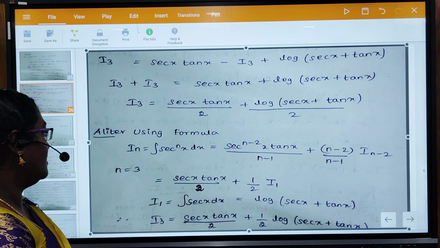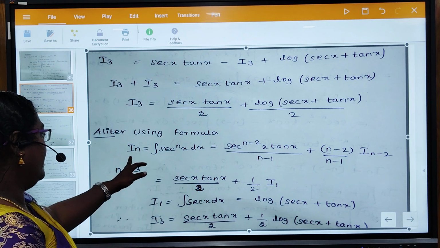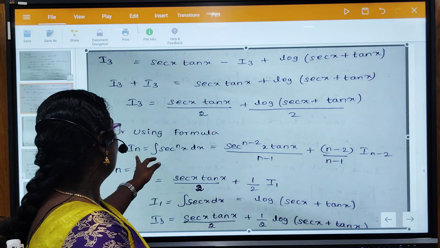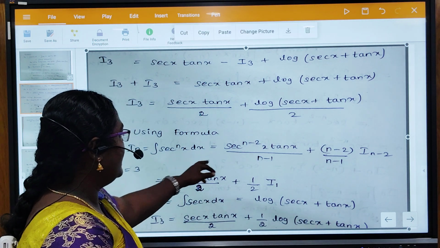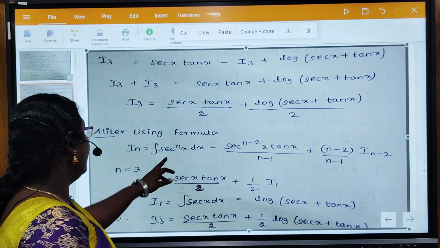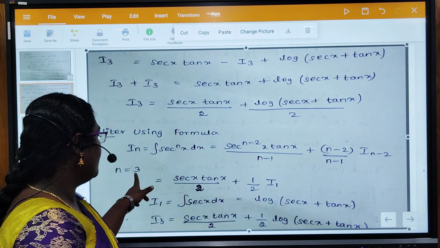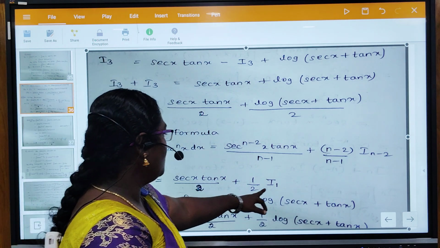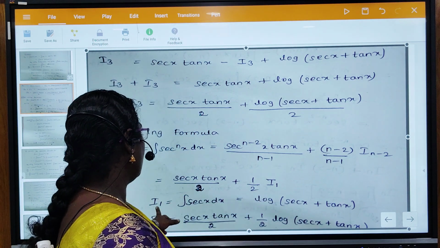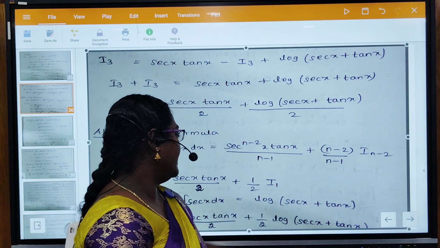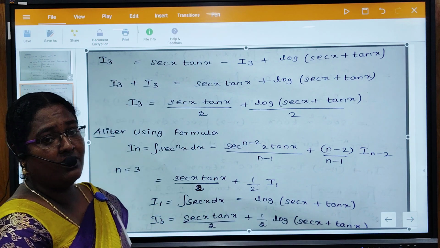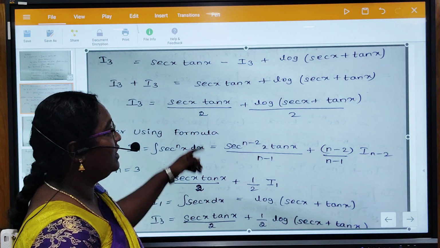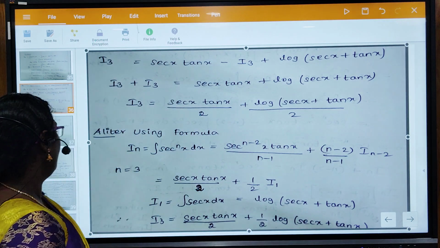We can also use the formula, which we have just derived. This is the other method, using the formula. In is equal to the integral of secant power n x dx. This is the formula which we have derived. Here n is equal to 3. So it is secant x tan x by 3 minus 1, plus 1 by 2 I1. What is I1? The integration of secant x is log of secant x plus tan x. This is also the way we can go. If it is hard for us to memorize the formula, we can go with the above method.